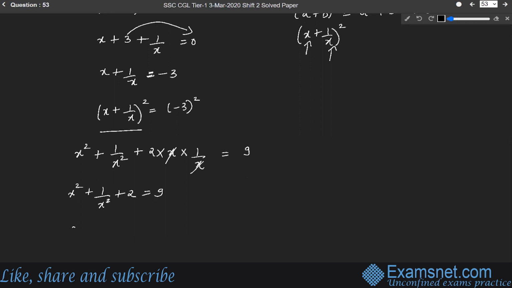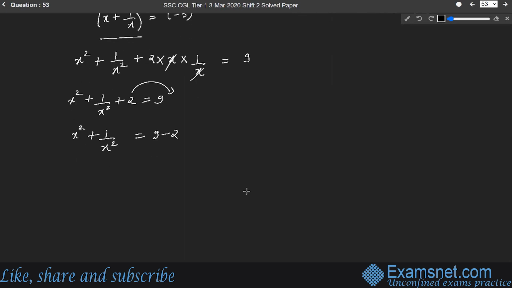From here we can get the value for x square plus 1 upon x square, which will be equal to 9 minus 2. When this 2 goes to the right hand side, its sign will be changed. That is why it is 9 minus 2. So x square plus 1 upon x square is equal to 7, right? Now we have the value for x square plus 1 upon x square. Now let us do one thing. Let us take the cube on both the sides. Why are we taking the cube?